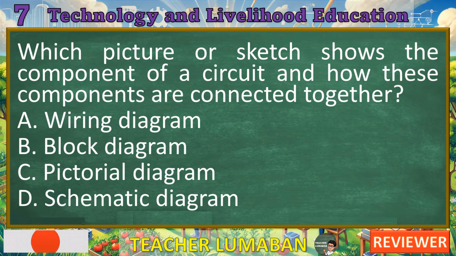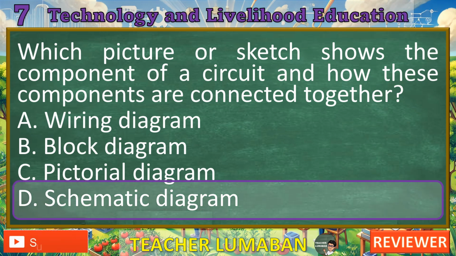5, 4, 3, 2, 1. The best answer is D. Schematic diagram. Explanation of each choice.